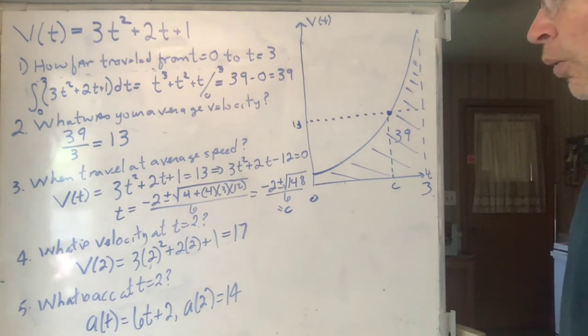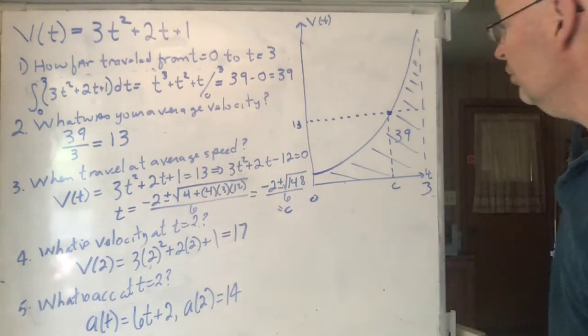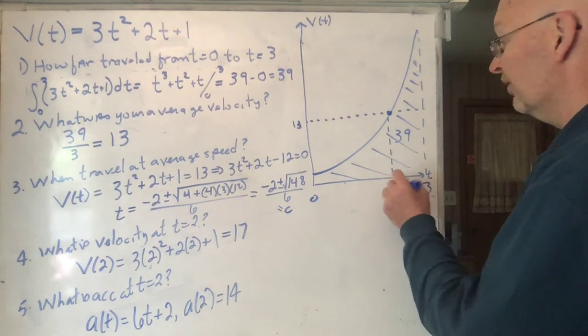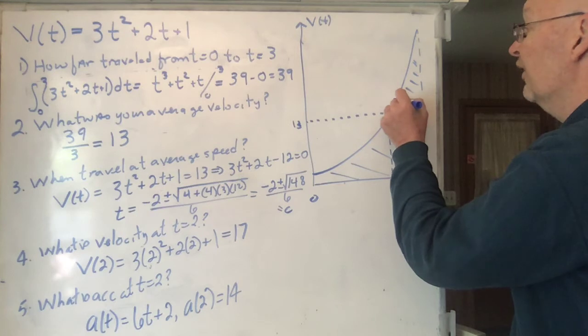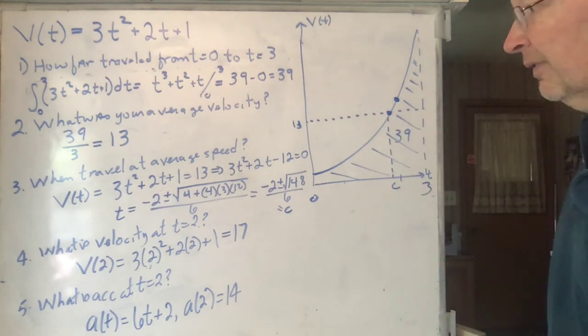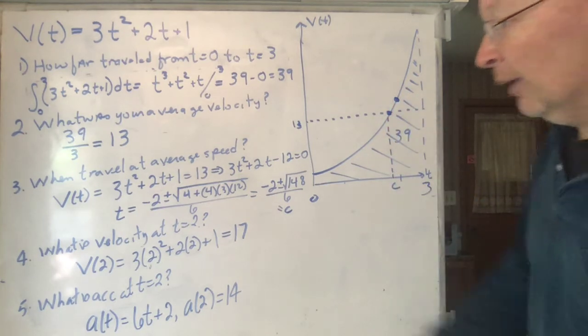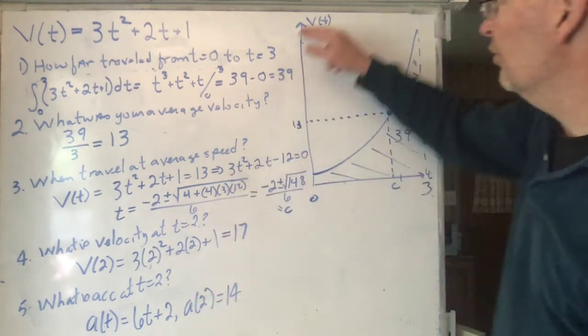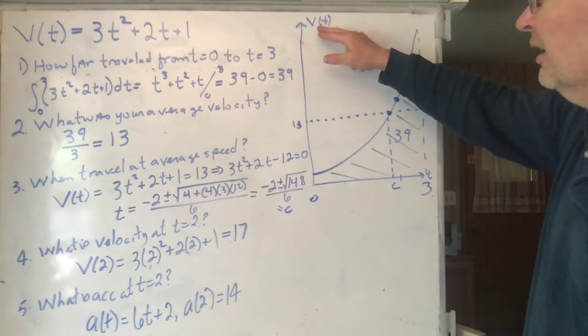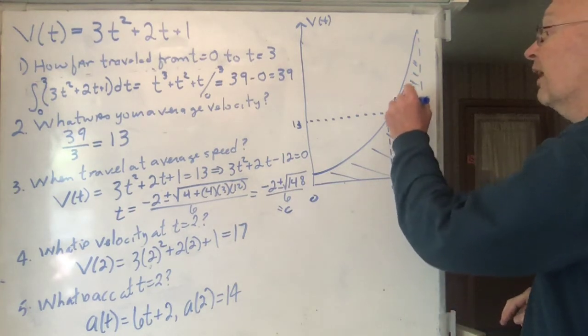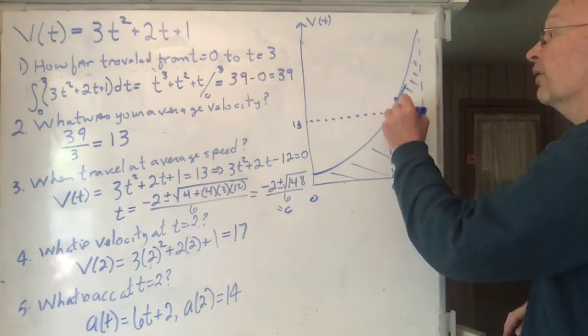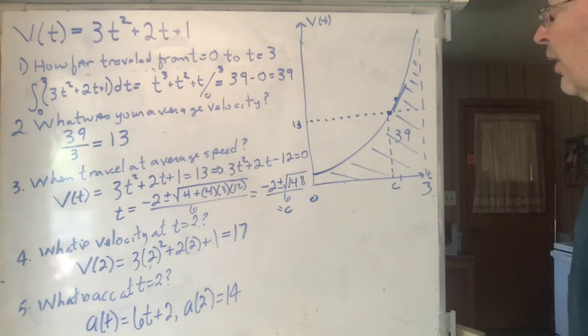Okay, what's the velocity at time equal to 2? Well, I'm not sure where 2 was on here now, but say 2 is right there. If 2 is right there, all you do is find the height right there, and there you have the velocity at 2. And what's the acceleration at time equal to 2? Well, since this is the velocity, the derivative of the velocity gives the acceleration. So now all we are asking is, what's the slope at that point?